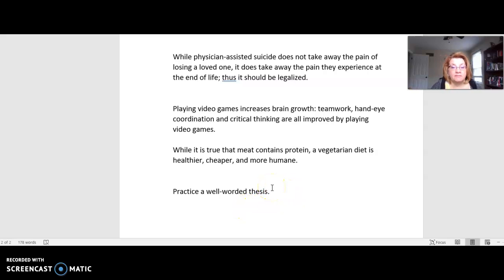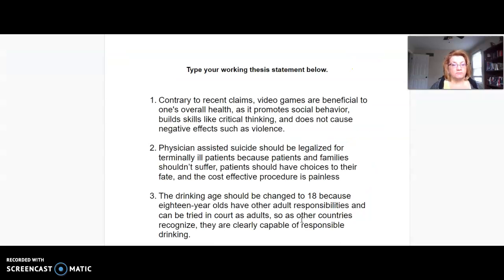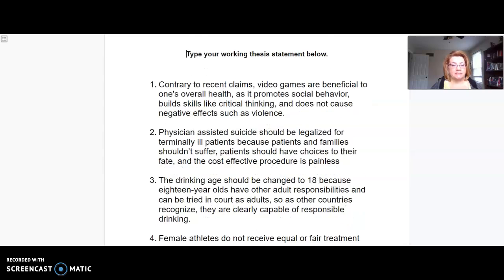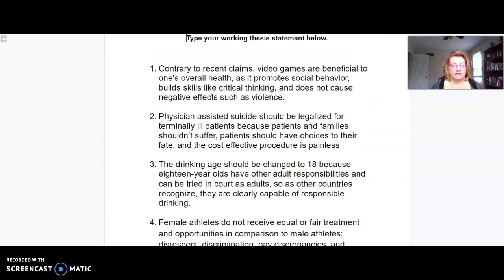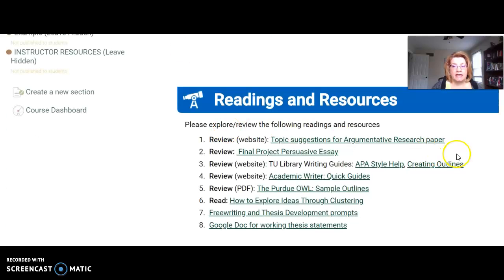So in class time, students practiced some well-worded thesis statements and posted them on a Google Doc. There's some still left here from, I think, the 11 o'clock Thursday class. These are some people's thesis statements, and we had time to go through them all kind of individually. So that was good.